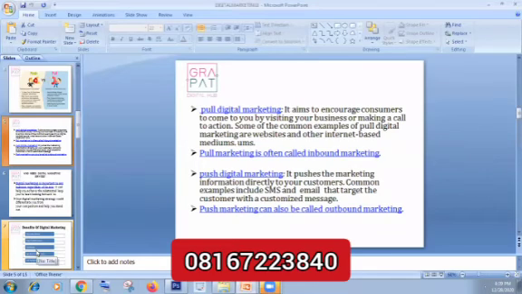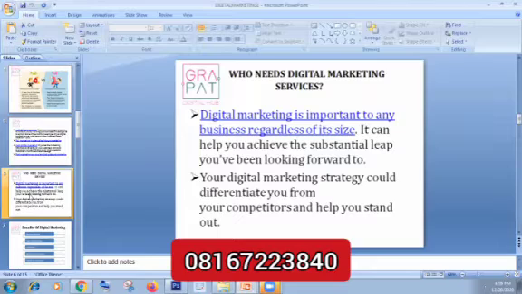So now we want to look at the benefits. So we want to look at who needs digital marketing services. Now we say digital marketing is important to any business regardless of its size. No matter what you are doing, you need digital marketing.